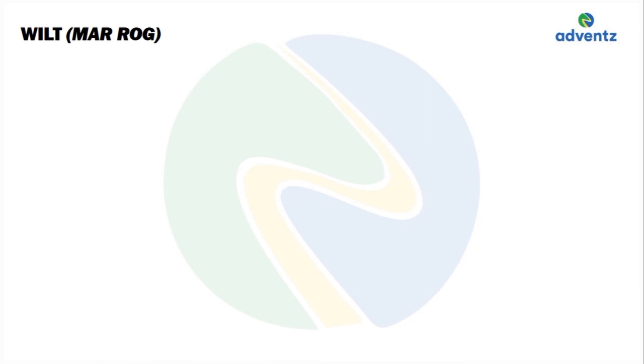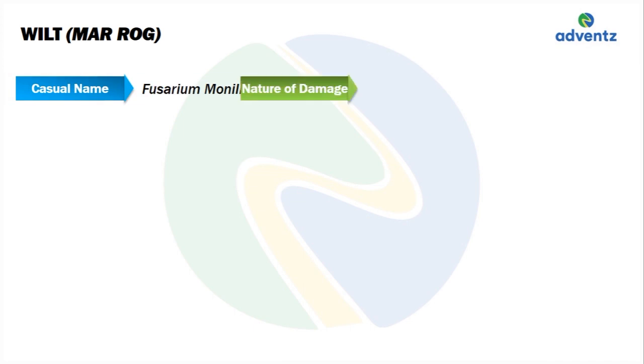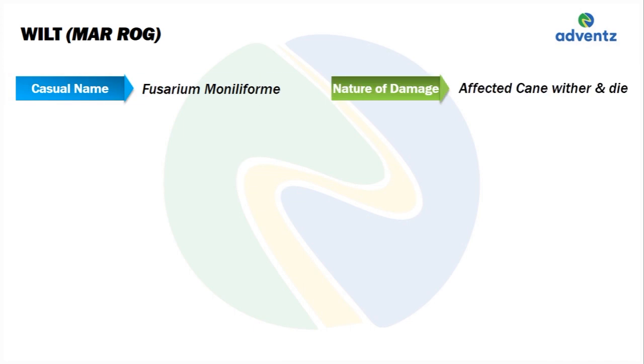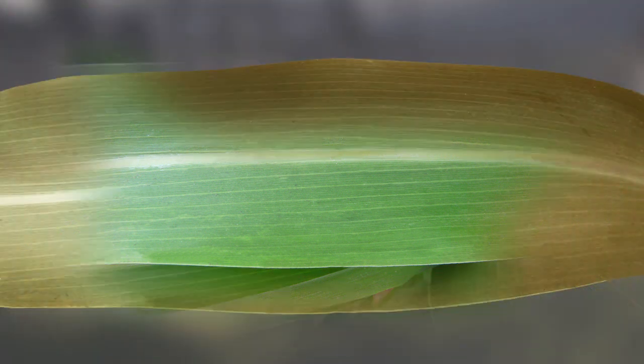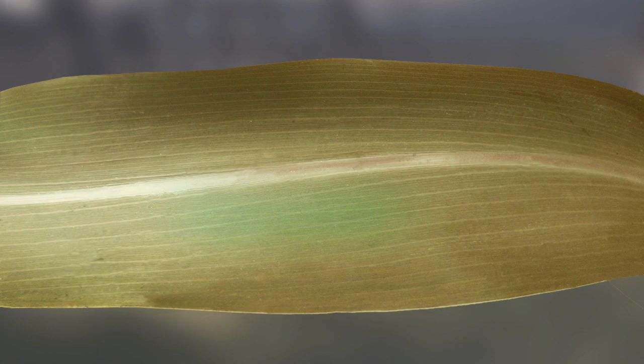The causal organism is called Fusarium moniliforme. The nature of damage that this disease causes is it affects the cane to wither and then subsequently die. It is an important disease affecting sugarcane. It is observed to be endemic in most of the sugarcane growing areas. The disease symptoms first appear during the monsoon and post-monsoon periods. Affected plants display stunting and an unhealthy appearance, followed by yellowing and withering of the crown leaves.